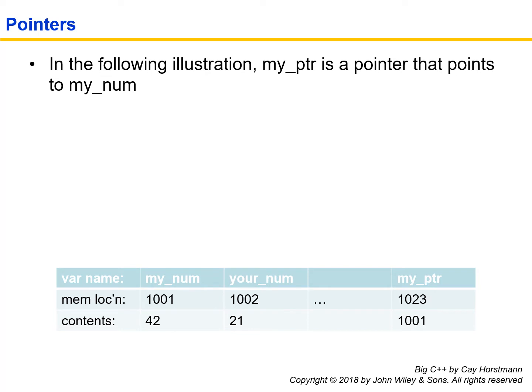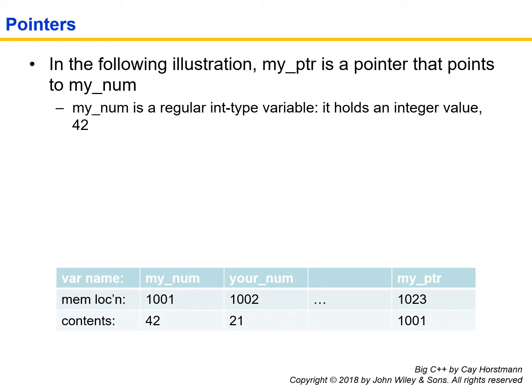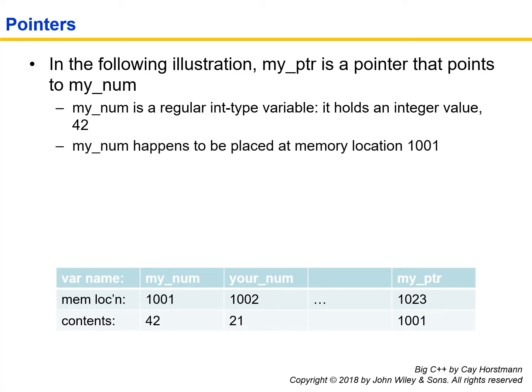In the following illustration, myPtr is a pointer that points to myNum, okay? myNum is a regular int type variable like we've used so far in this class. It holds an integer value 42. myNum happens to be placed at memory location 1001, though so far in this class we haven't really cared about where C++ is storing all of our variables.